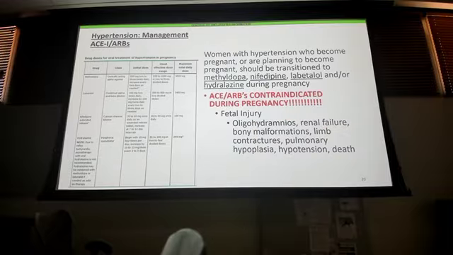But then we also talked about how ACEs and ARBs are absolutely contraindicated in pregnancy because of serious harm to the baby. So if a patient becomes pregnant while they are already on medications for blood pressure, or they have a new diagnosis of hypertension during their pregnancy, you're limited on what you can give them. Really you come down to just methyldopa, labetalol, or nifedipine as the main ones that you can give to these patients.